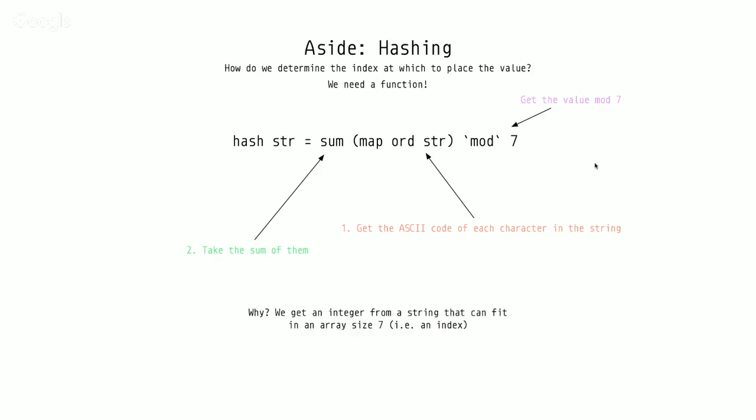So the reason that we do the mod 7 is because the hash function does what it does: it takes a string and turns it into an integer that can fit an array of size 7. So this is going to give us an index.